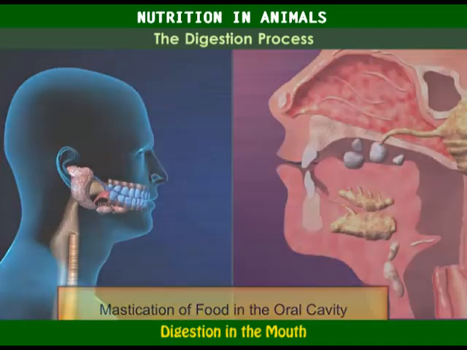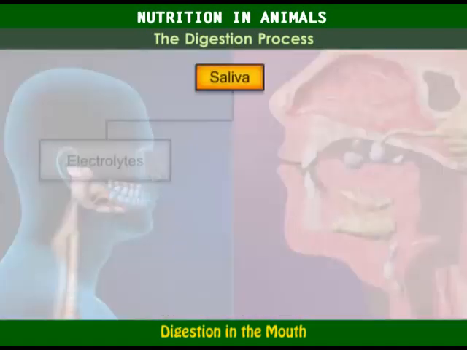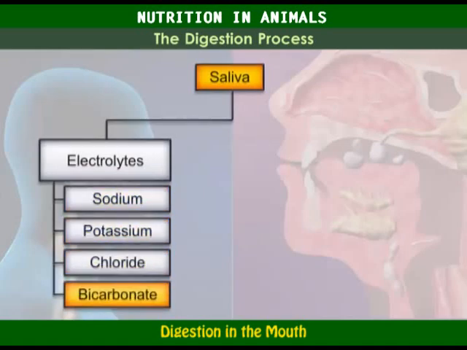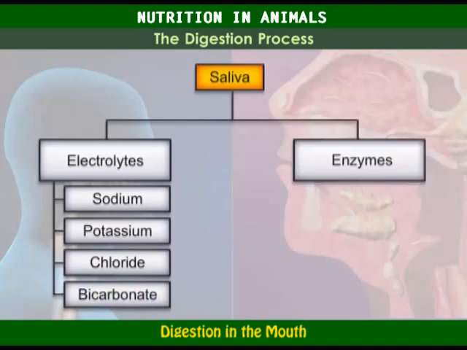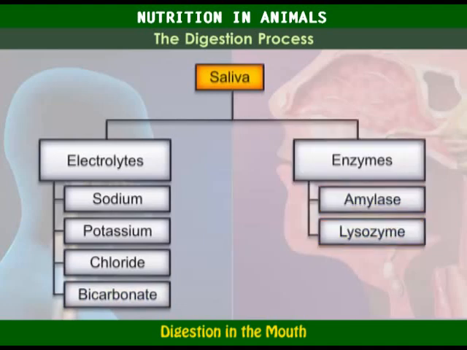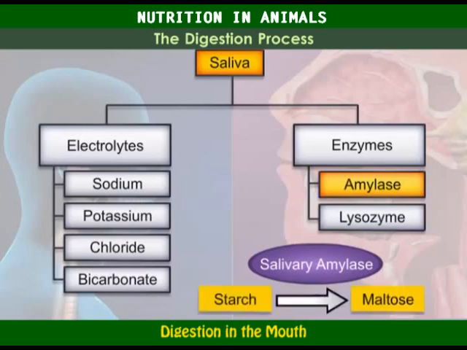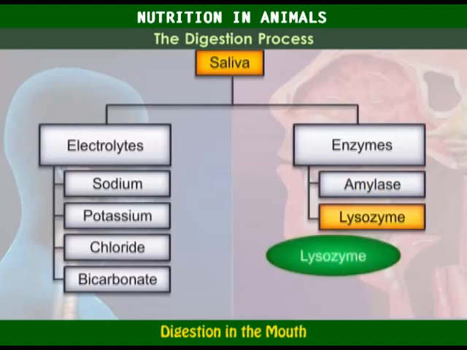The tongue mixes the food with saliva, which contains electrolytes such as sodium, potassium, chloride, and bicarbonate, and various enzymes such as salivary amylase and lysozyme. The salivary amylase hydrolyzes nearly 30% of starch into maltose. Lysozyme acts as an antibacterial agent and kills microbes in the food.